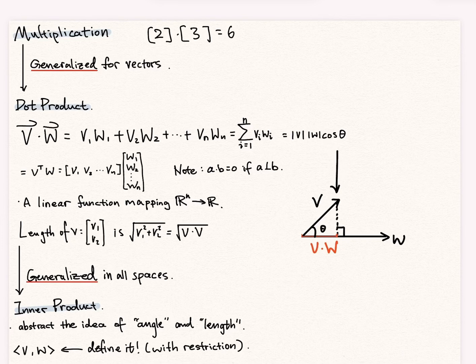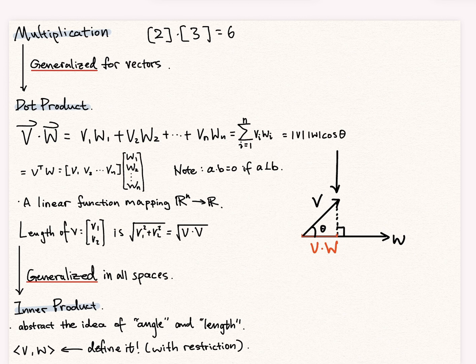Hello, today we'll be going through an introduction to inner products and norms from linear algebra. So let's first start with something we're all familiar with: multiplication. Take 2 times 3 equals 6. A better way to think about multiplication is where 2 and 3 are each one-dimensional vectors. So 2 times 3 is really 2 · 3 equals 6, the scalar.